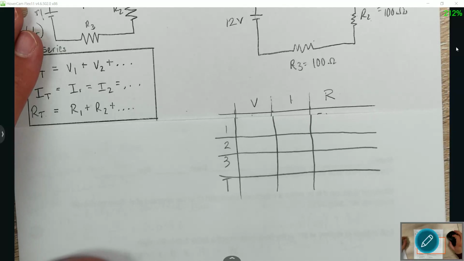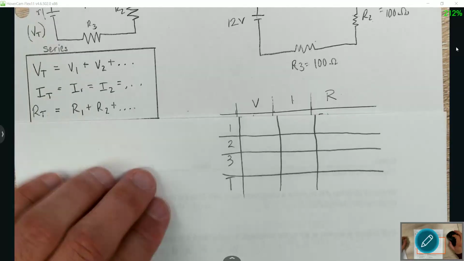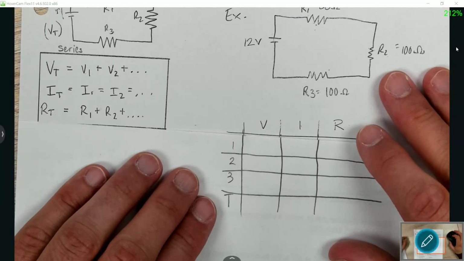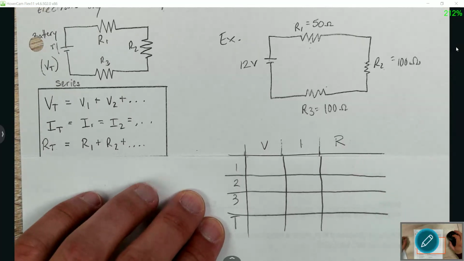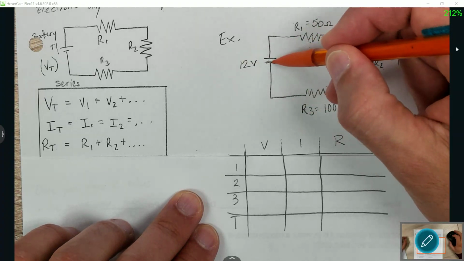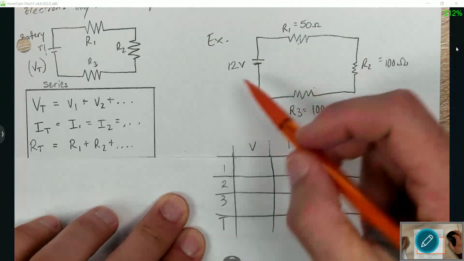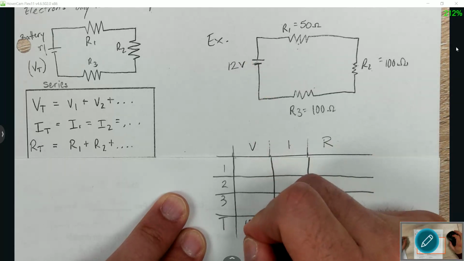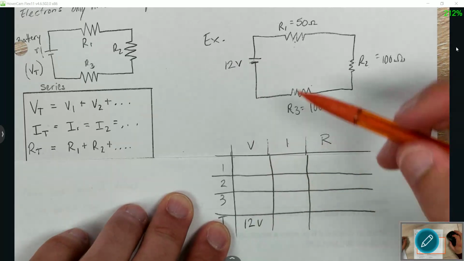All right, so here's how we would go through this. Okay, so what information do I have? I have 12 volts over the battery. We said up here, that is our total voltage. I love when they give me that. So VT, total voltage, is 12 volts.